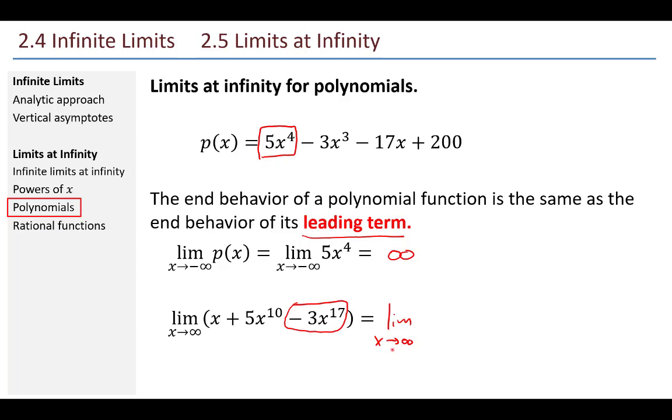And now what happens as x goes to infinity? Well, x to the 17, so let me just write this down. Limit as x goes to infinity of x to the 17 is infinity. But if I throw a negative 3 in front there, that's going to negate that answer. So let's see, limit of negative 3x to the 17 equals negative infinity.